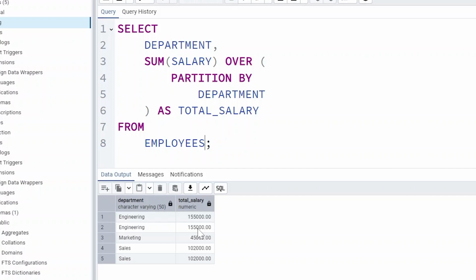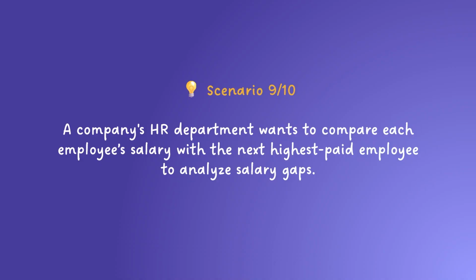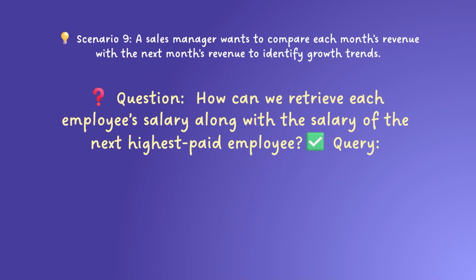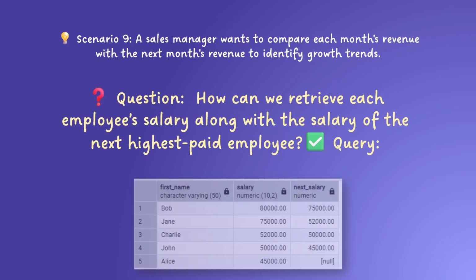But just remember that window functions are used to perform the function over a particular set of rows and columns. In the ninth scenario, we have a company's HR department that wants to compare each employee's salary with the next highest paid employee's salary to analyze the salary gap. The question is, how can we retrieve each employee's salary along with the salary of the next highest paid employee? And that is the expected output that we have.